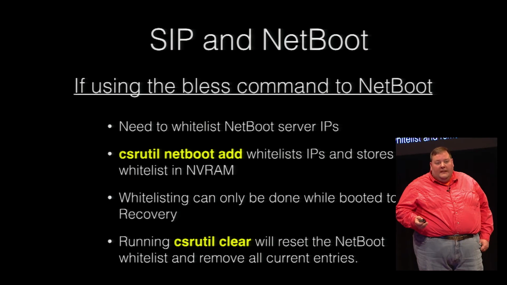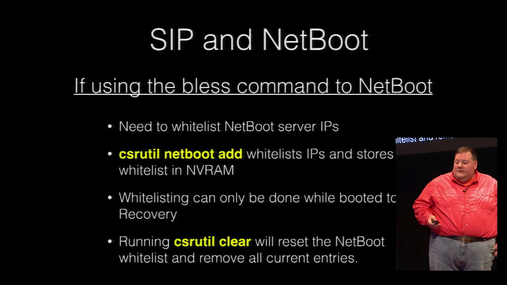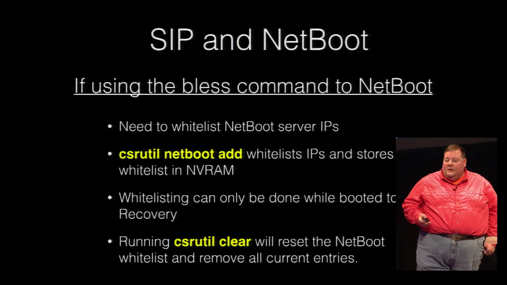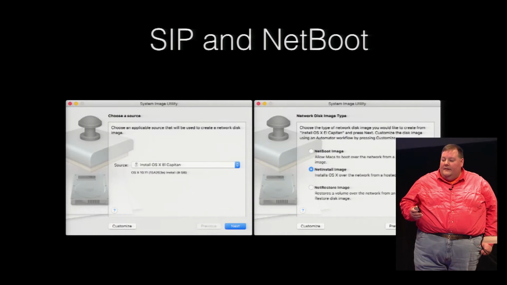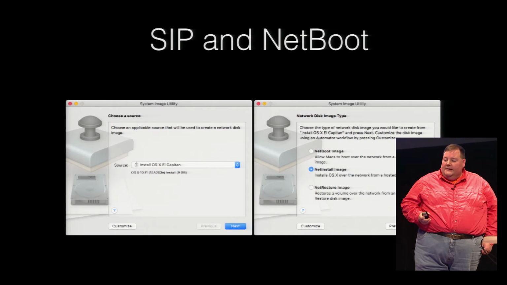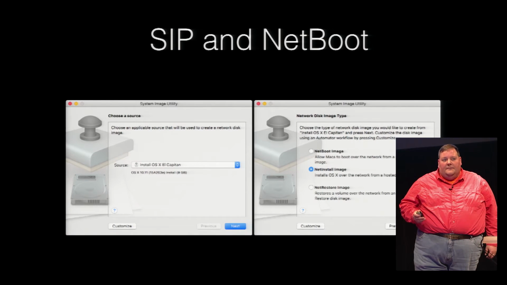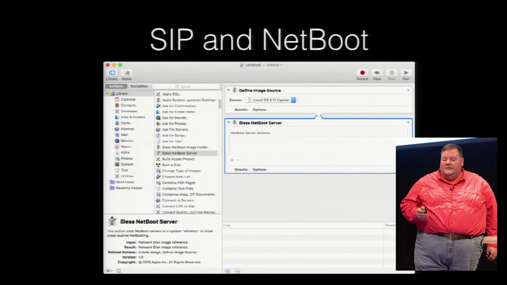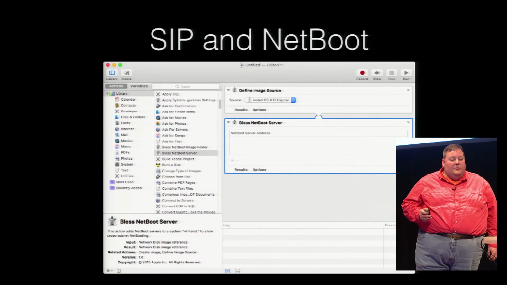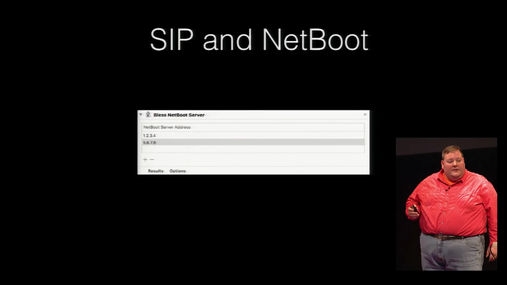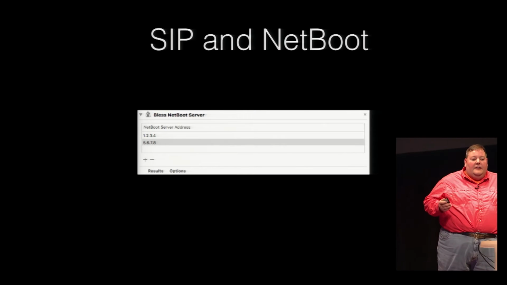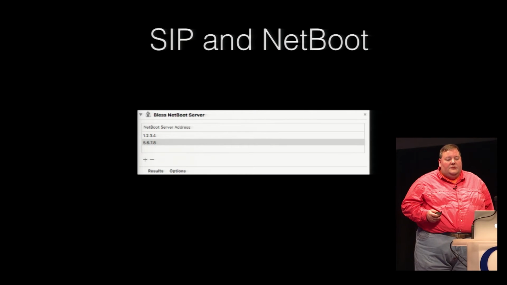So if you're using bless, as I mentioned, you will need to use CSRUtil while booted into recovery to whitelist the IPs of your NetBoot servers. Now Apple has also provided a way to set the whitelist when you're using System Image Utility to build a net install or net restore set. This option is an Automator action called Bless NetBoot Server, and it's made available when you click the Customize button in System Image Utility. To have your NetBoot IPs whitelisted, enter the relevant IPs into the Bless NetBoot Server entry blanks.